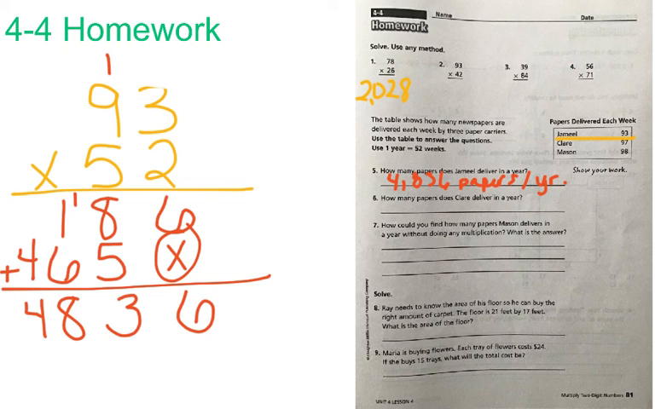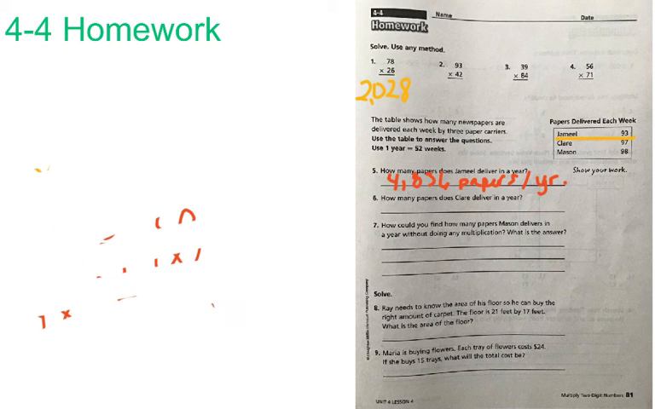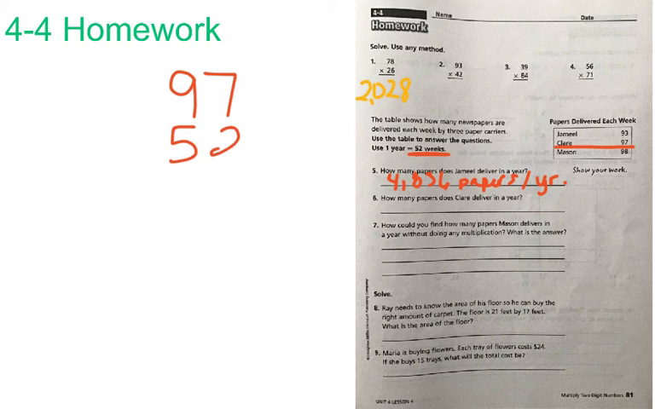Let's go ahead and look at what the next one reads. Number 6. How many papers does Claire deliver in a year? Well, we need to go back to our table and find Claire. Claire delivers 97 in a week, so she has 97 papers each week, and we know that there are 52 weeks in a year, so we're going to multiply 97 times 52. I'll have you complete that one on your own, just the way we did number 5. Please remember your labels. Number 7, how could you find how many papers Mason delivers in a year without doing any multiplication? What is the answer?